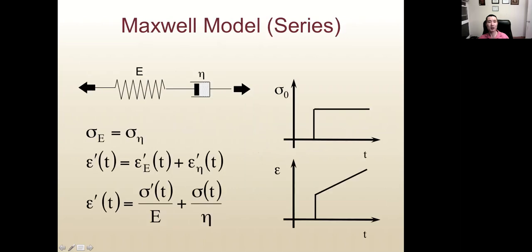Here shows the Maxwell model, which is also called the series model. So the elastic component is in series with the viscous component. So in this model, the stress in the elastic component will be the same as the stress in the viscous component. Okay, and the strain will be additive. Okay, the total strain will be the strain from the elastic component plus the strain from the viscous component. Okay.